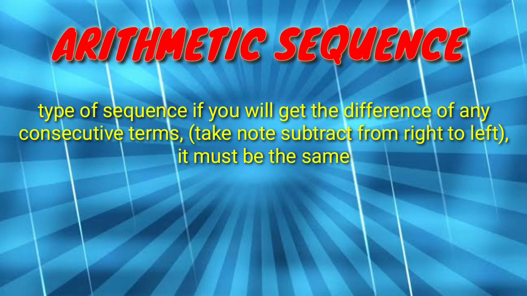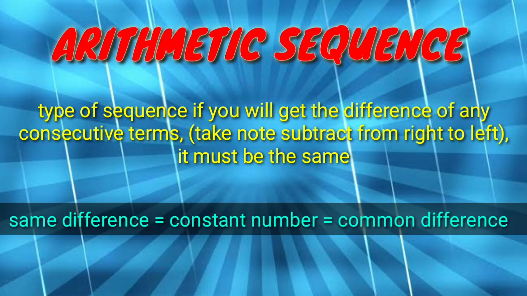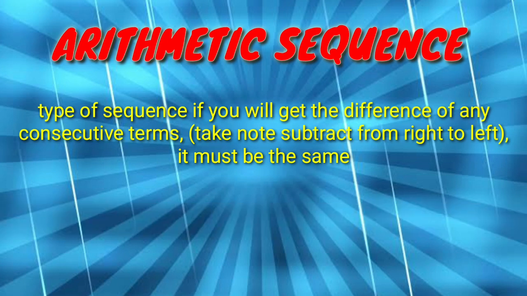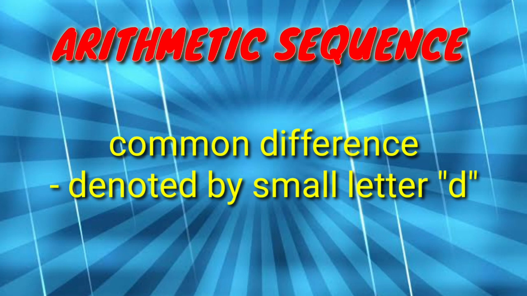And if it is just the same all throughout, and you subtract all the terms, you're going to get the same answer. That will be the time now that you can have the constant, and that's what you're going to call common difference. And you take note, class, this common difference is denoted by small letter d.